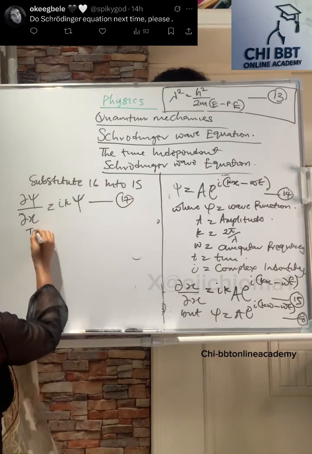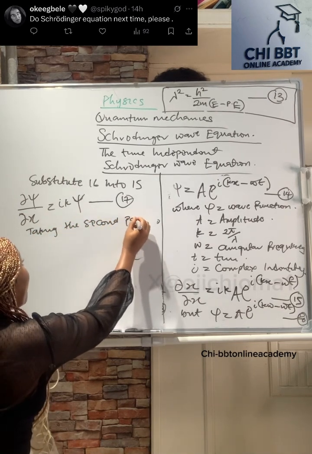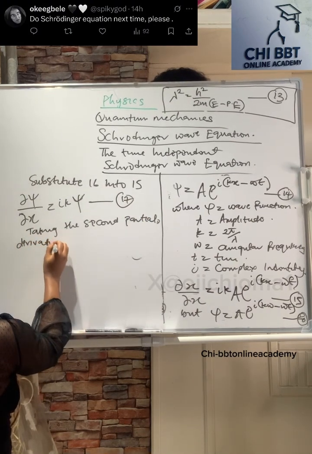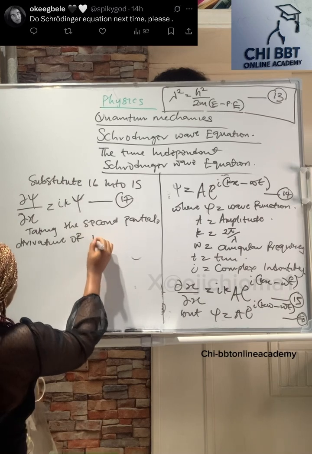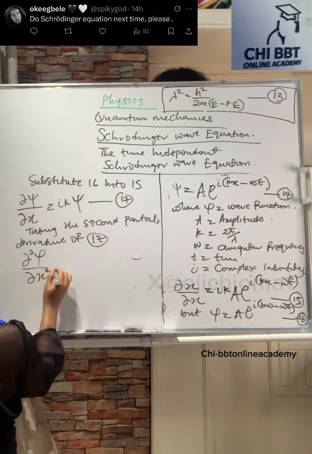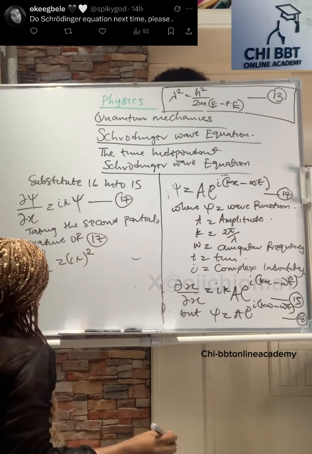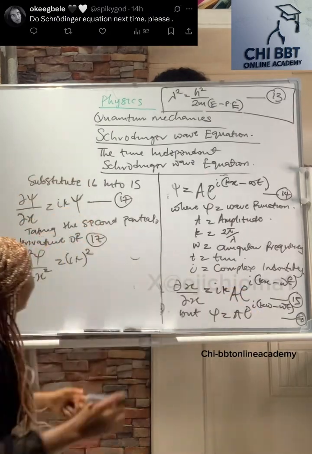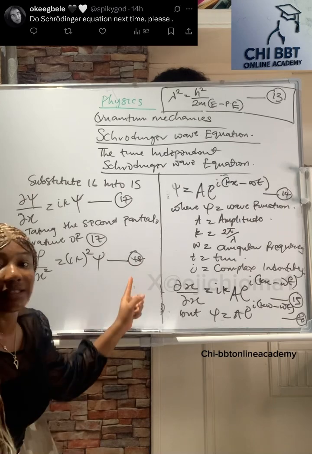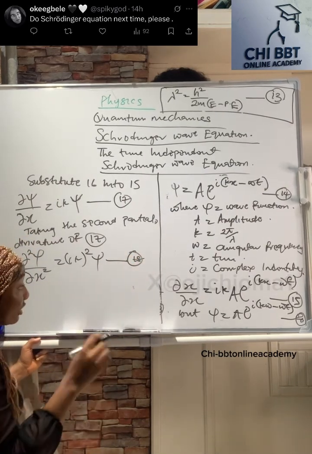Now taking the second partial derivative of 17, we have the second partial derivative of the wave function with respect to x equals, you break that down, ik raised to power 2, because you differentiate the wave function again, then that wave function, equation 18. If you don't understand this, write me on YouTube. I don't want the video to be too long, but this video will be too long.